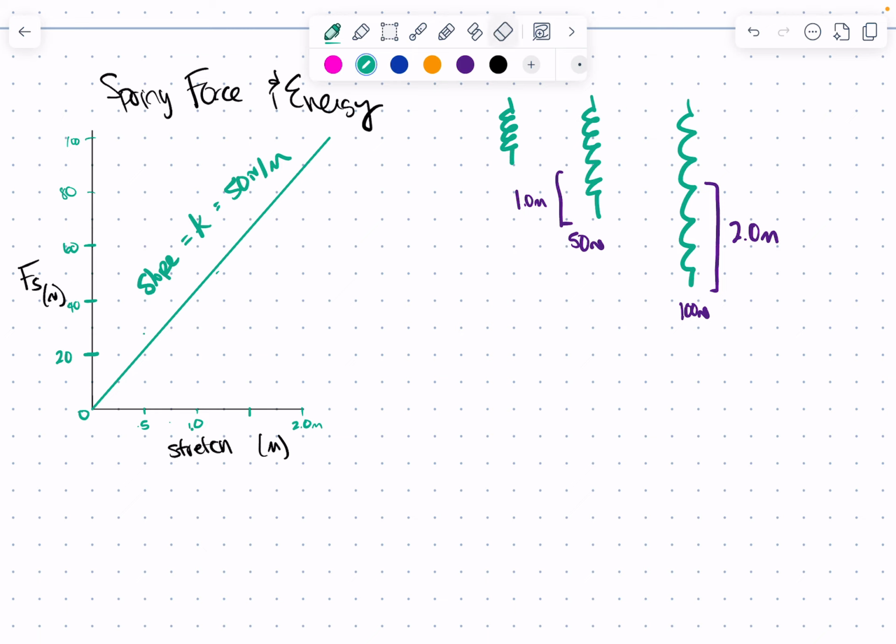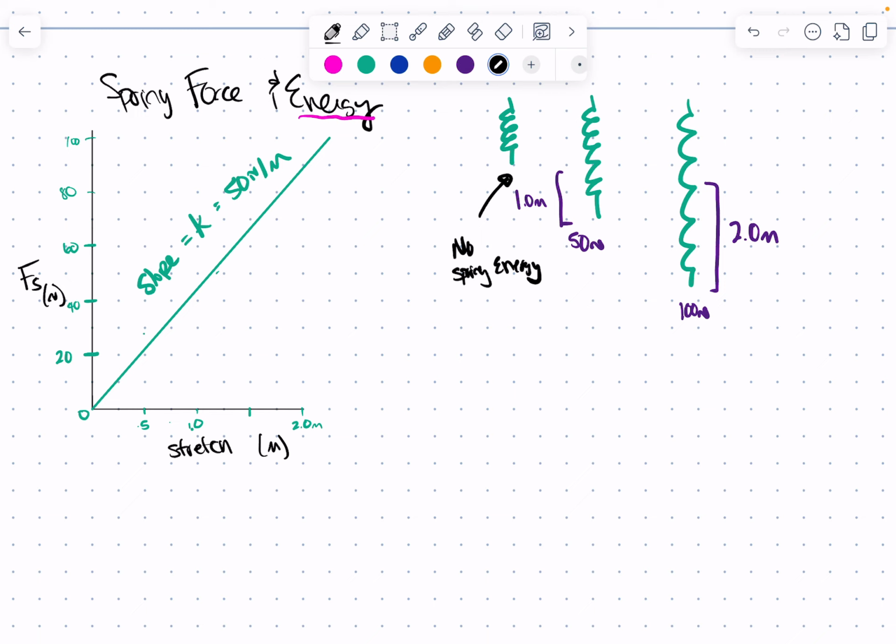Now, when we talk about energy, what we're going to see is that right now, at this very first one, there is no spring energy because nothing has been stretched. The spring doesn't contain any energy. When we have the 50 newtons pulling on the spring, we have some energy on here.